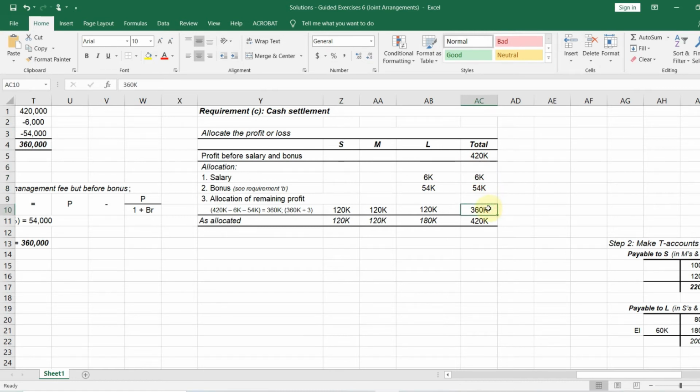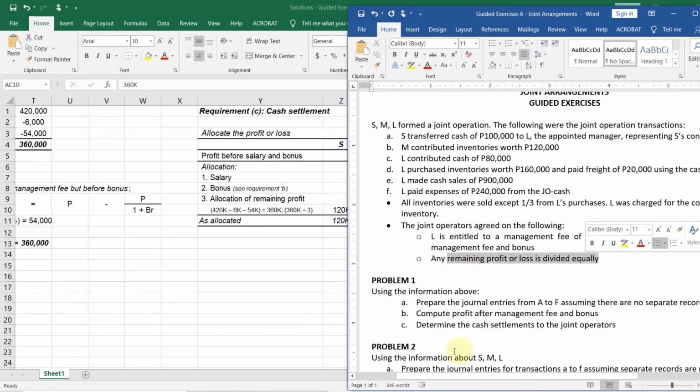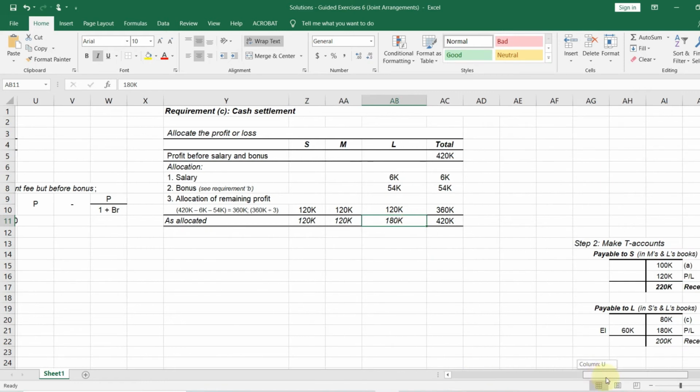And you just divide it by 3, because it says any remaining profit or loss is divided equally. So, S, M, and L each have a share of 120,000. So, their total profit share is 120,000 for S, 120,000 for M, and 180,000 for L, since he is the managing operator. His share should be bigger because he works hard.